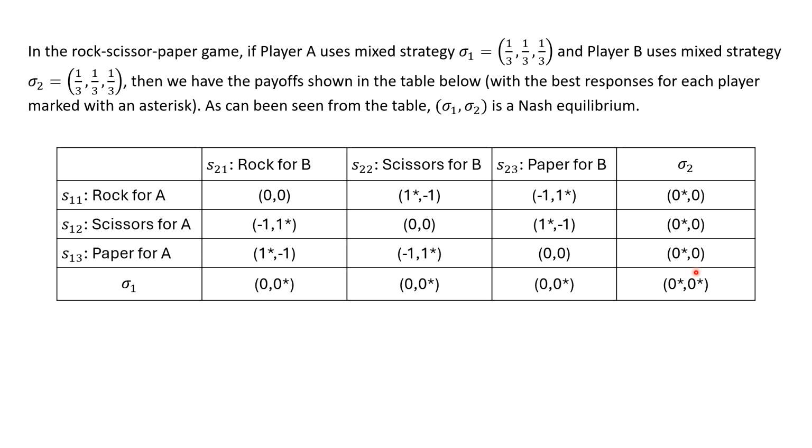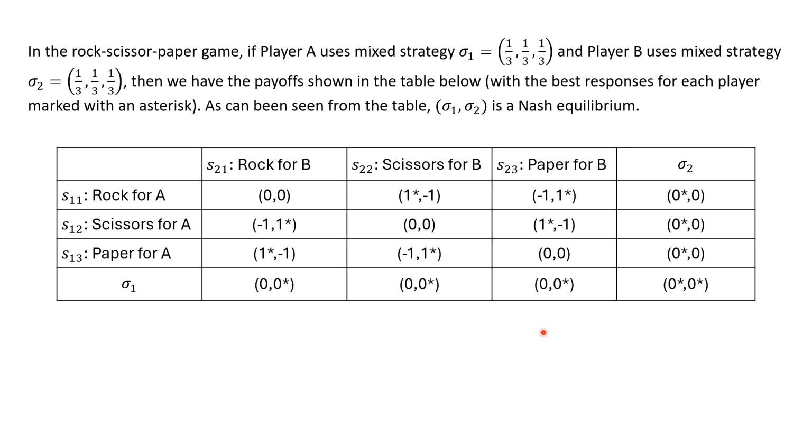Okay, but in this case, when we do the Nash equilibrium analysis, just like we did in the previous example, we get a star next to both of these entries here. So this is actually the Nash equilibrium for this extended problem, the two mixed strategies.